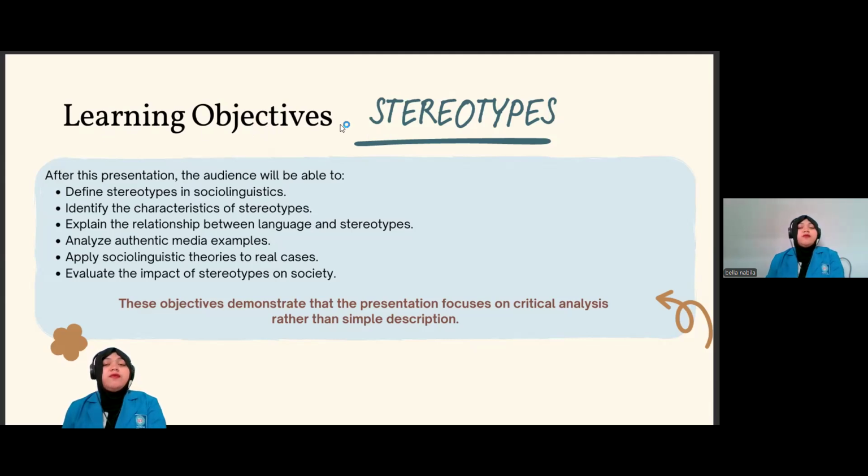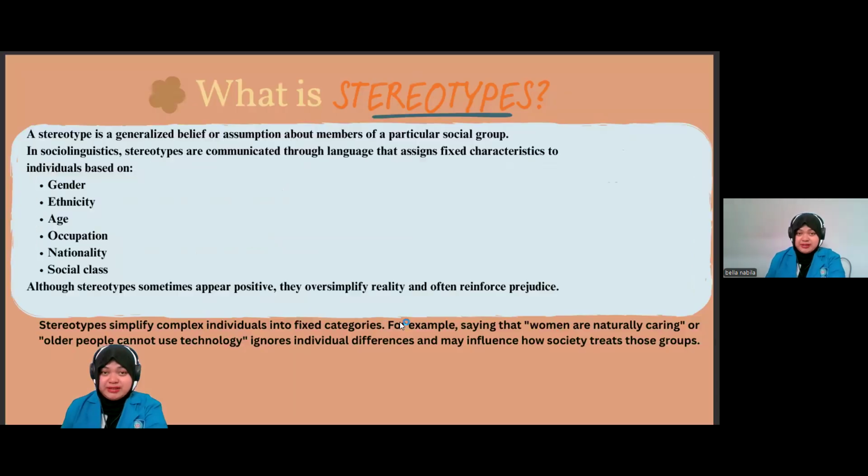The learning objective for stereotypes is that after this presentation, the audience will be able to define stereotypes in sociolinguistics, identify the characteristics of stereotypes, explain the relationship between language and stereotypes, analyze authentic media examples, apply sociolinguistic theories to real cases, and evaluate the impact of stereotypes on society. These objectives demonstrate that the presentation focuses on critical analysis rather than simple description.